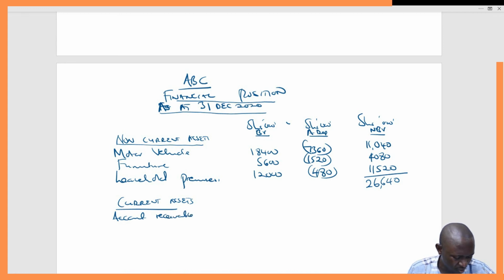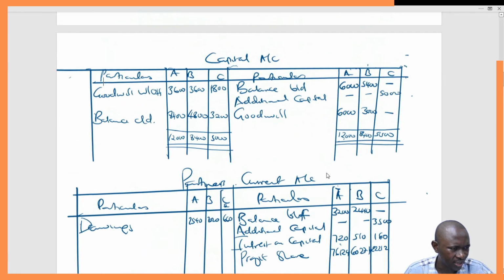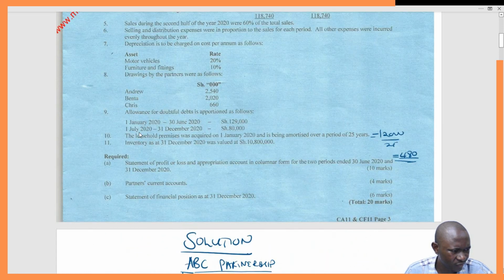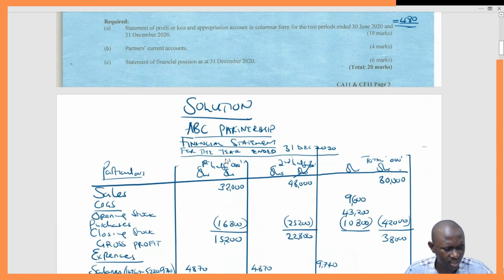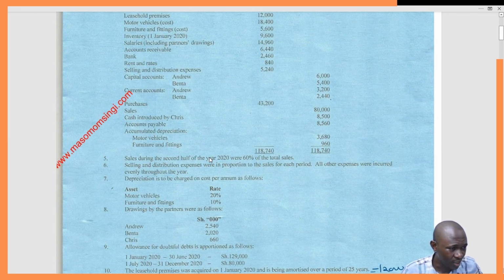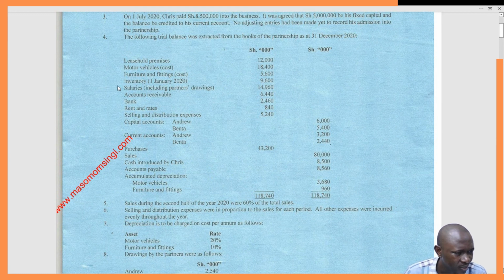But there was something on accounts receivables, 6440. I think there was something, the bad debts that were created. The provision for bad debts. How much was that? 129 plus 80, that is 209. So we have to factor that. So minus 209.